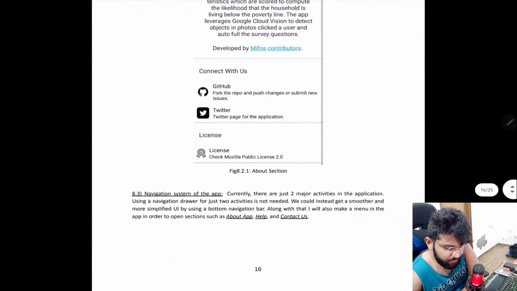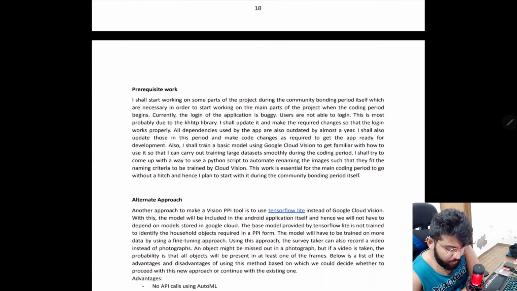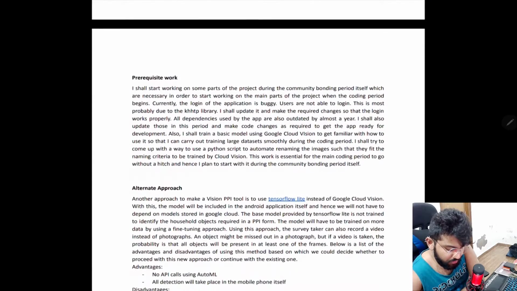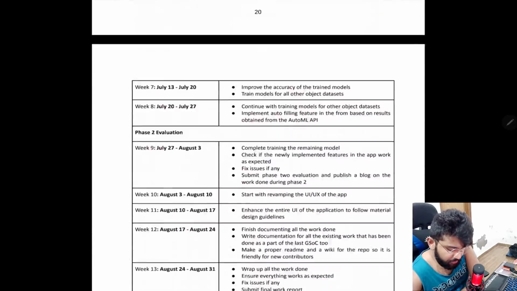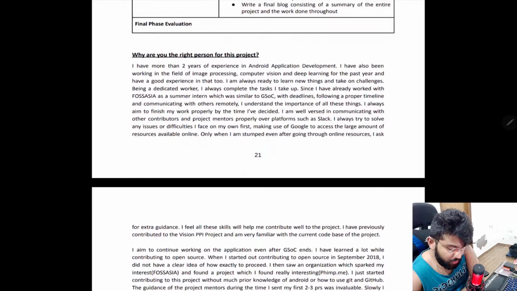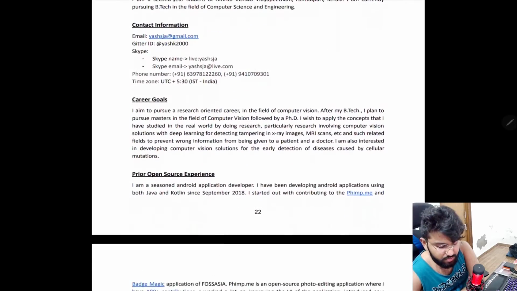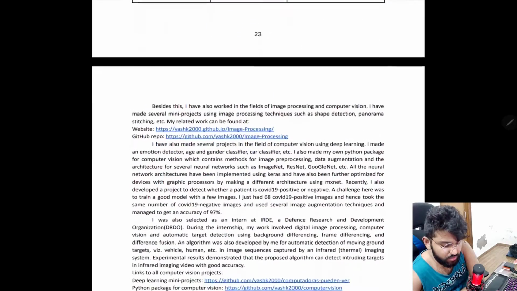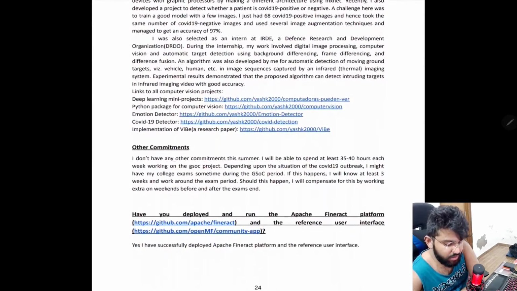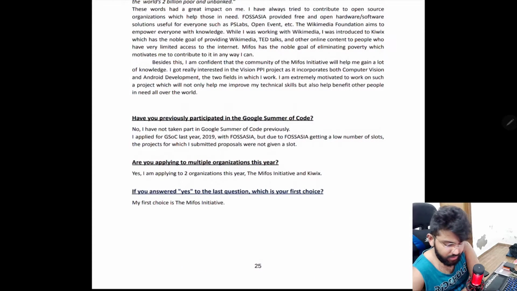Okay. And prerequisite work. Okay. Alternative approach. Timeline. Okay, he has mentioned why he is the right fit, and a bit about himself, career goals, prior open source experience, of course, what kind of work he has done so far, or the experience that he has. Previous, so I guess that's it.